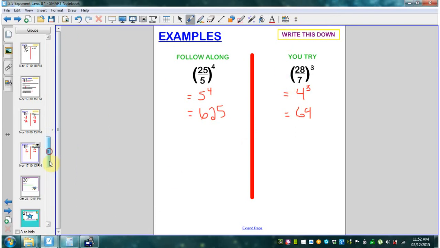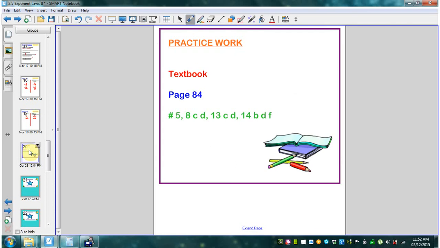Okay, so that's a quick little lesson there, finishing off your exponent laws. That is the last section in this chapter, so we do have a test coming up soon. Check with me for the dates of that. And this is a textbook work that goes along with this problem. It's page 84, and you have had practice work from page 84, but these are different questions here. These are questions related to the power of a quotient.